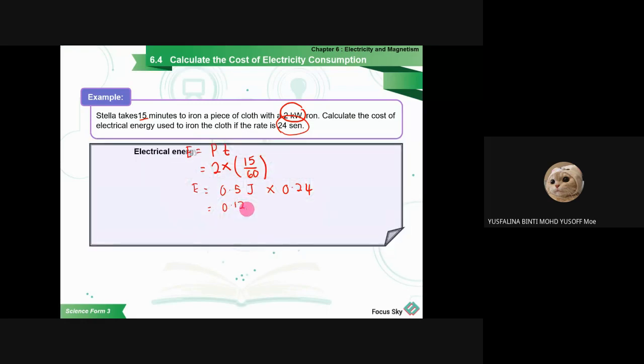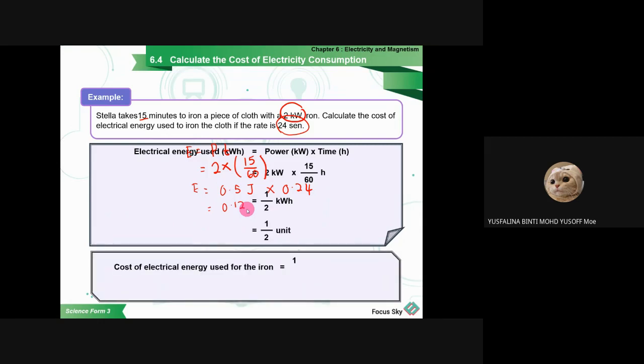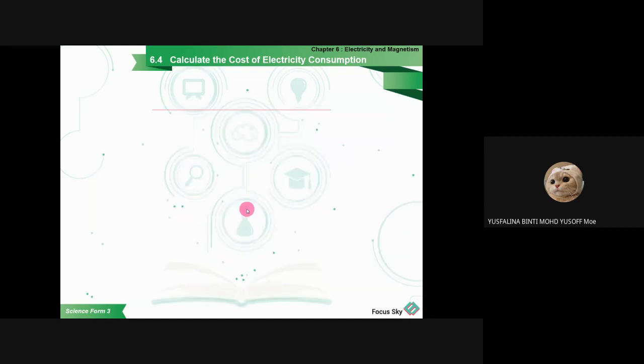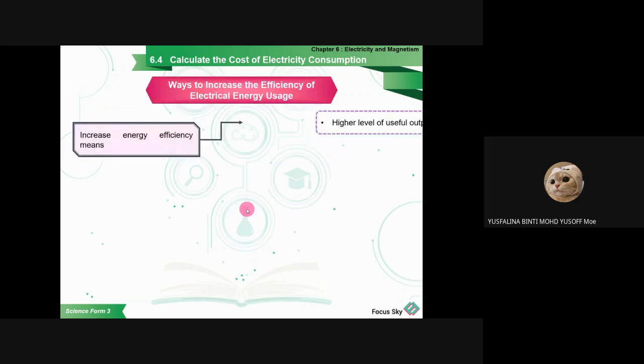So let's check whether it's correct or not. Yeah, so 0.12 means 12 cents. So you only need to pay 12 cents. Okay. Later I will give you one question about the electrical energy, where you have to calculate the cost.